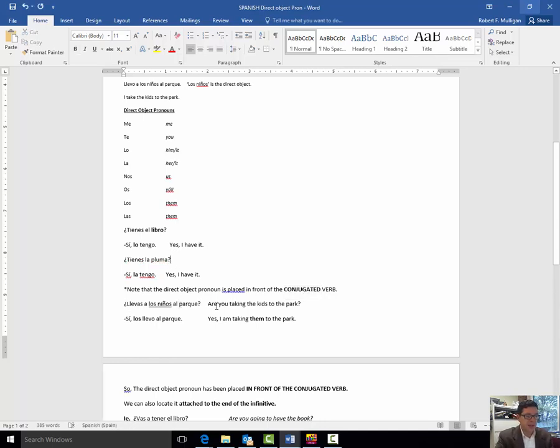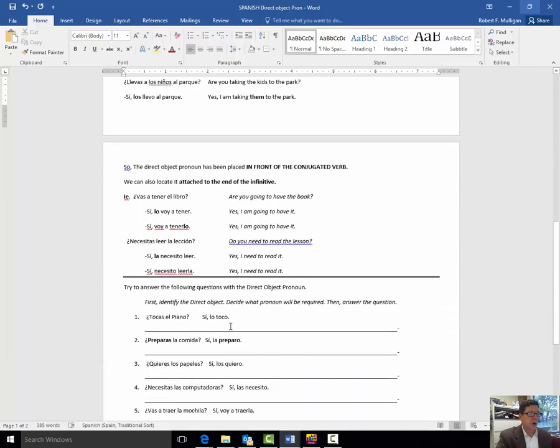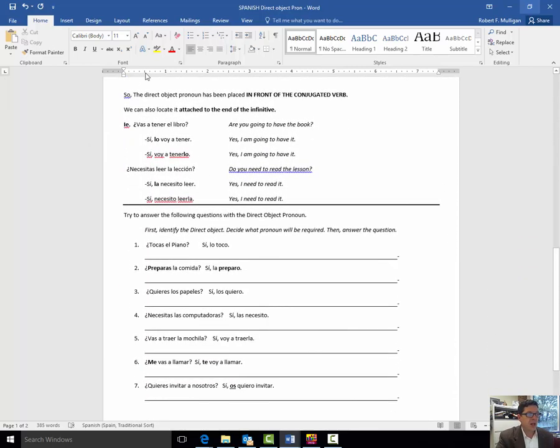¿Llevas a los niños al parque? Sí, los llevo al parque. Here we located it before the conjugated verb. Yes, I'm taking them to the park, or yes, them I am taking to the park. So, to repeat, the direct object pronoun has been placed in front of the conjugated verb. I want to emphasize this. We can also locate it attached to the end of the infinitive.